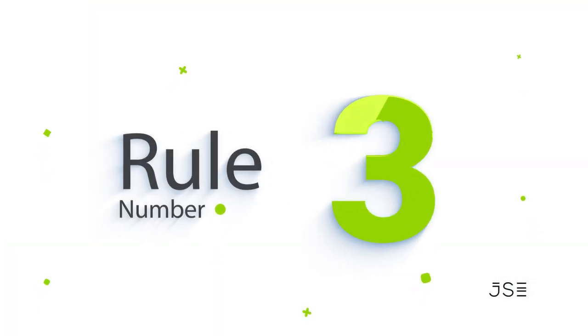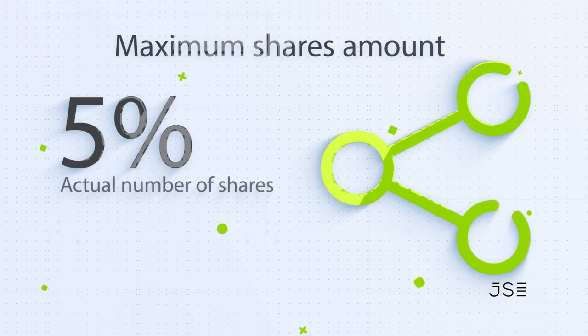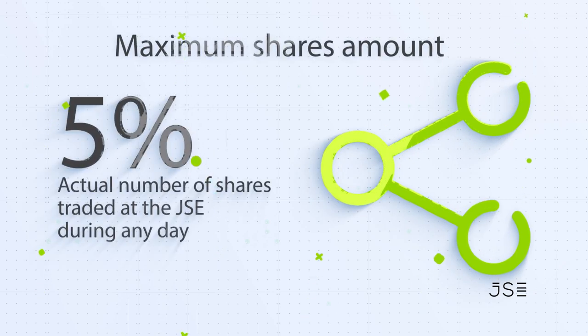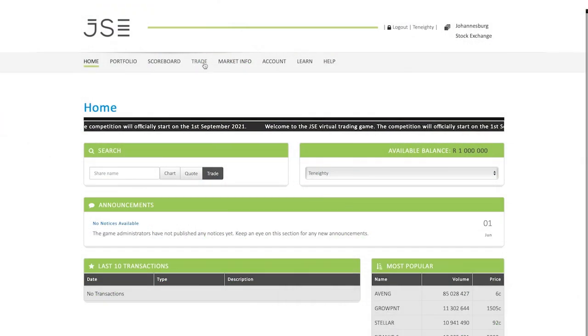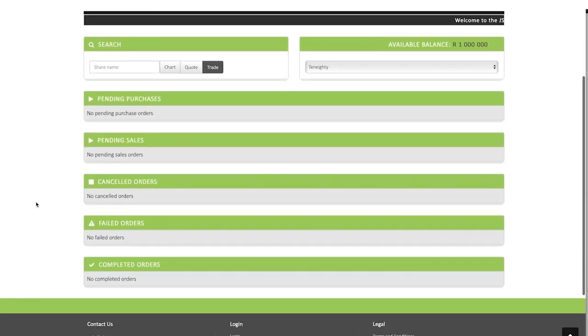Rule number 3. You're only allowed to buy or sell a maximum share amount that works out to 5% of the actual number of shares traded on the JSE during any day. Orders that exceed this will only be partially filled. If no securities are traded, the order will be rejected, and if you trade more than you are allowed, you'll get a fail message in the order status section of the trade page.